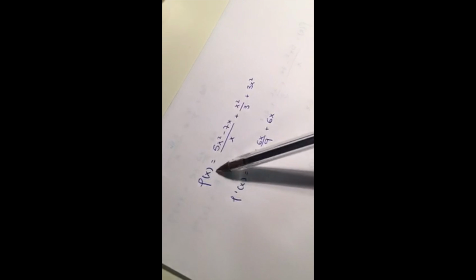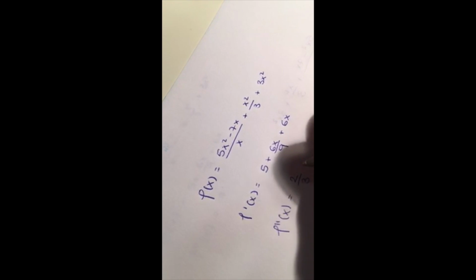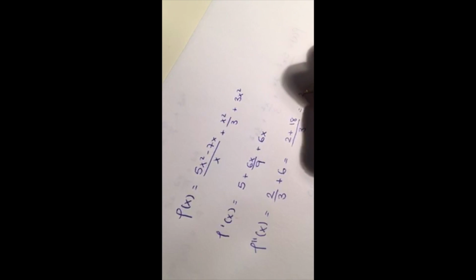Okay, so this is our function and this is the first derivative. We are going to continue doing the second derivative. The answer is 2/3 plus 6, this equals 2 plus 18 over 3, 20/3. This is our second derivative. To continue, we are going to do the third derivative. That will be 0.